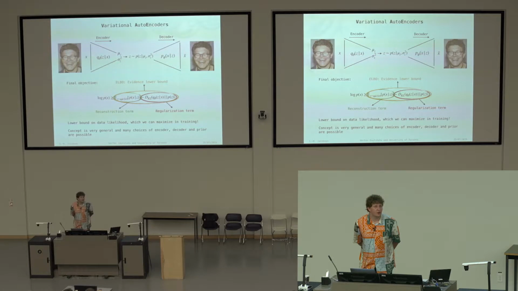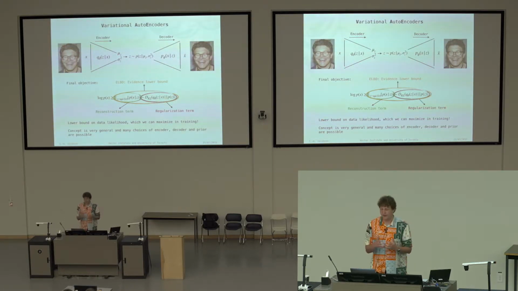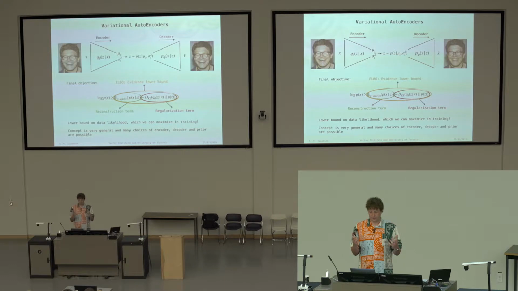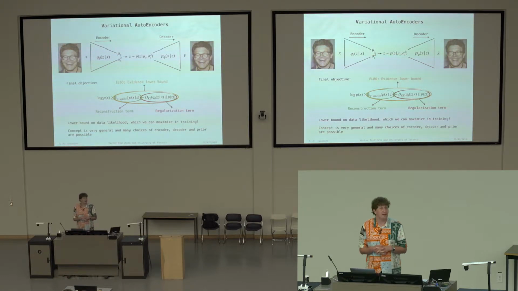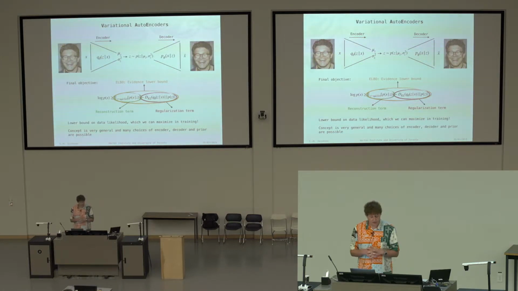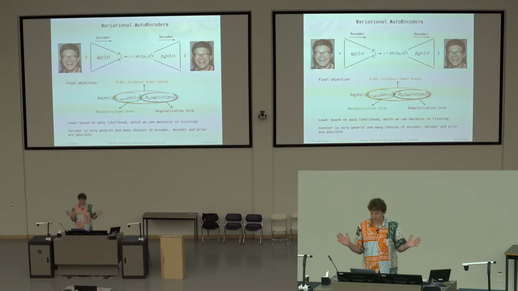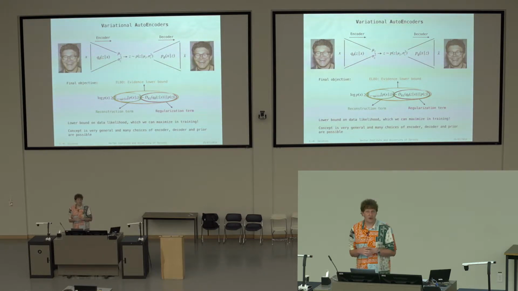So the final objective is also often called the ELBO, the evidence lower bound, because it lower bounds the true data log likelihood. It's a reconstruction term and a regularization term. The reconstruction term takes care that we can decode from z properly, so we can reconstruct images correctly, and the regularization term regularizes our latent code z to have a certain structure. So that's a lower bound on the data likelihood, which we can maximize during training. The concept is very general, and you can have many choices of encoder, decoder, and priors.